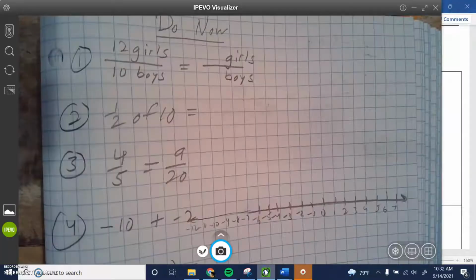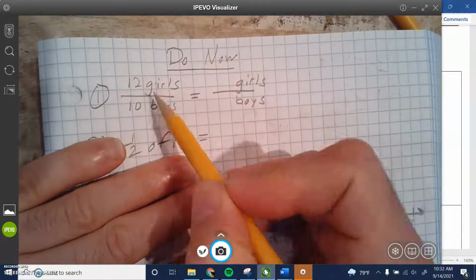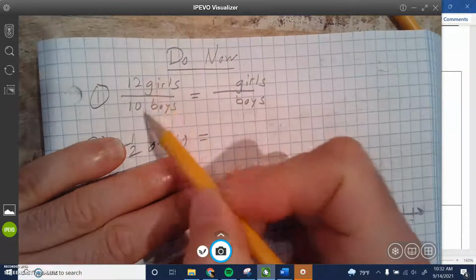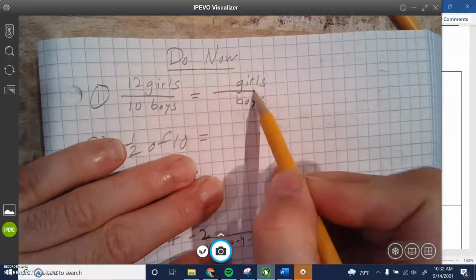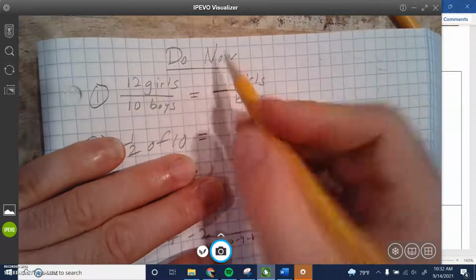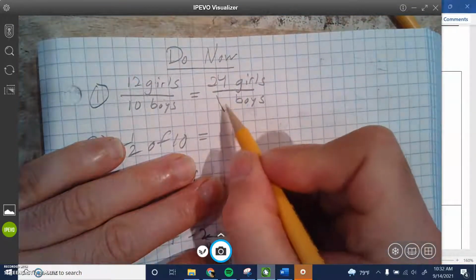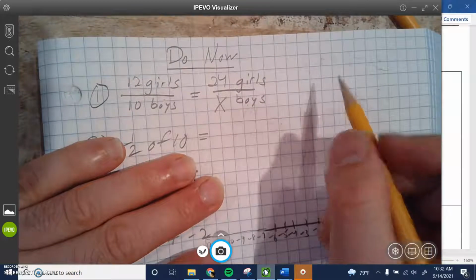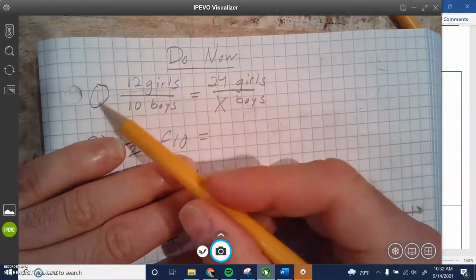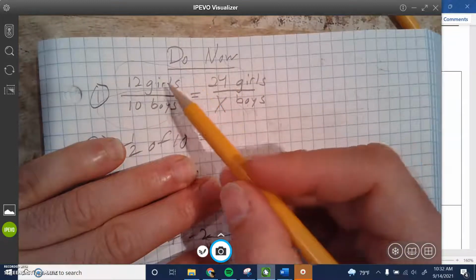Let's see. So I set up my paper here with the Do Now. And so 12 girls for 10 boys. Remember, it doesn't matter what's on the numerator and denominator as long as you're consistent. Girls across from girls, boys across from boys. And it said 24 girls. And so I'm looking for how many boys there would be. Okay, so one thing I can do is cross multiply. But I see something a little bit faster.